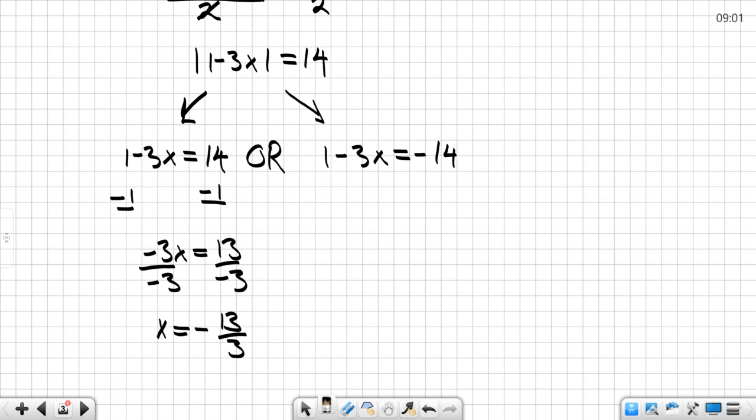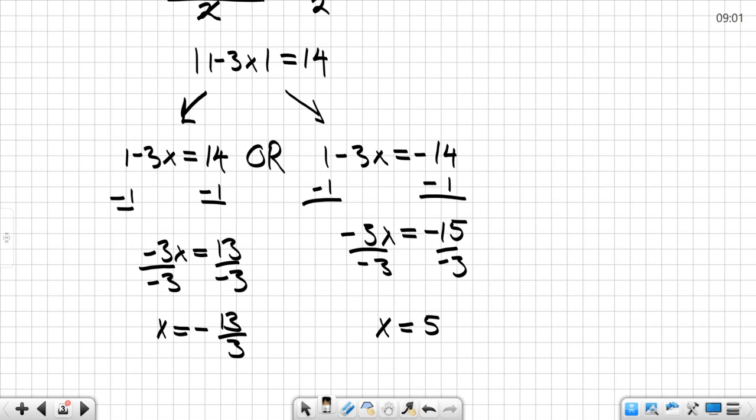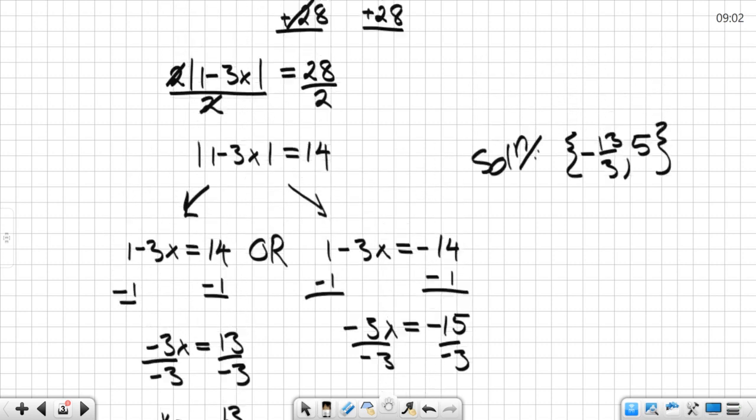On the other side, I do the same thing. I subtract 1 from both sides. I get negative 3x is equal to negative 15. I divide by negative 3. Now this one turns into something a little bit nicer. Negative 15 divided by negative 3 is a positive 5. So my solution consists of the 2 numbers, negative 13 thirds and positive 5. I could test this again, but I would rather go to the next problem.